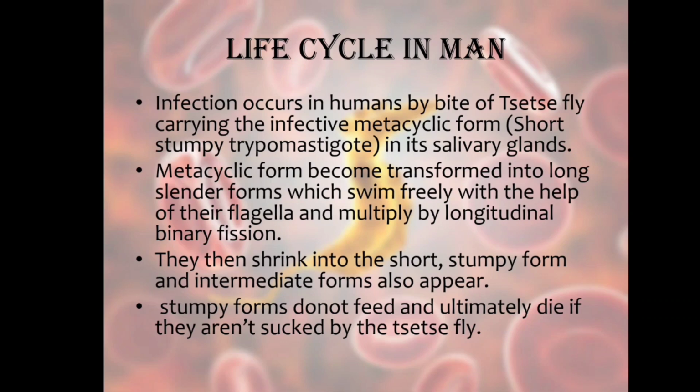Initially, they are utilizing glycolysis for energy, but once antibodies are formed against the parasite, they are no longer able to derive energy from the glycolysis pathway, and then they shrink into the short, stumpy form, and during this transformation, intermediate forms also appear. Now, the short, stumpy forms do not feed. So, if they're not picked up by another tsetse fly, then they are going to ultimately die in the human host itself.